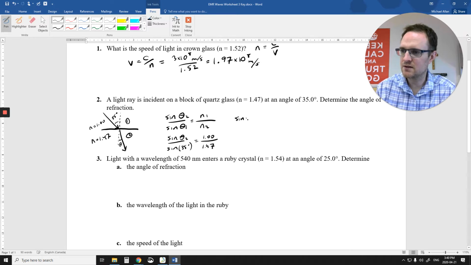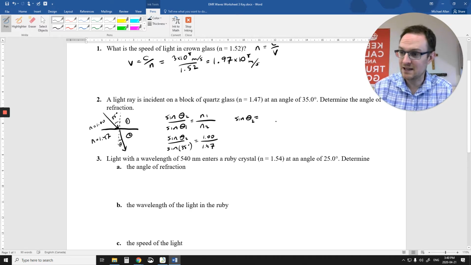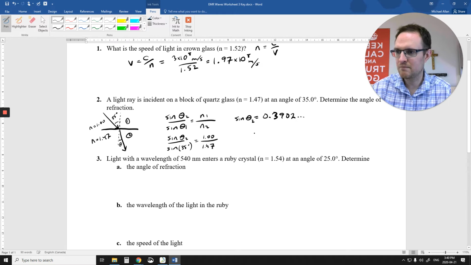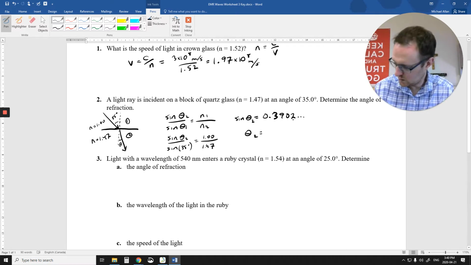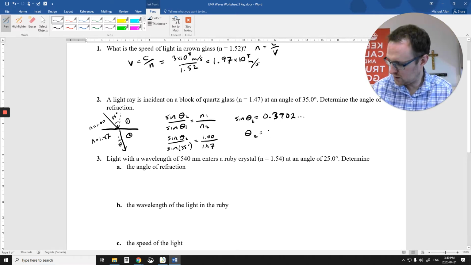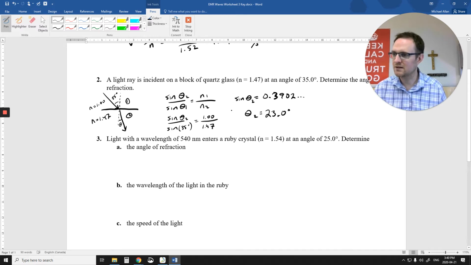And we just rearrange that for sine theta 2. So 1 divided by 1.47 times the sine of 35. I haven't done the sine inverse yet, so this is just before that. The sine ratio that we get is 0.3902 and so on. Then I'm going to take the sine inverse of both sides, and we get 23.96 degrees. That's going to round, and we get our refracted angle. Yeah, it looks like it bent towards the normal. It was 35 originally, now it's 23.